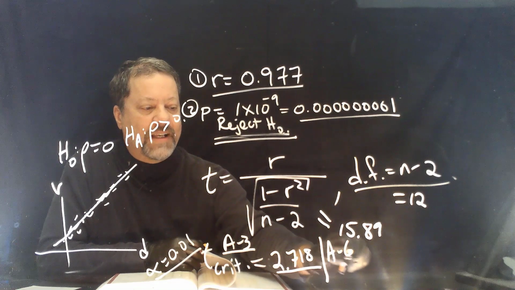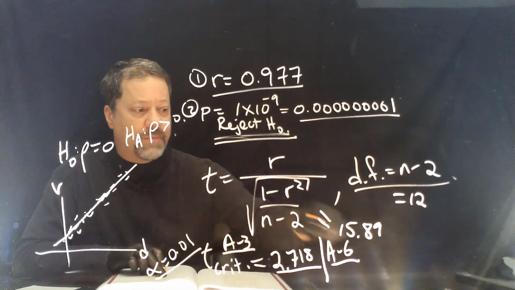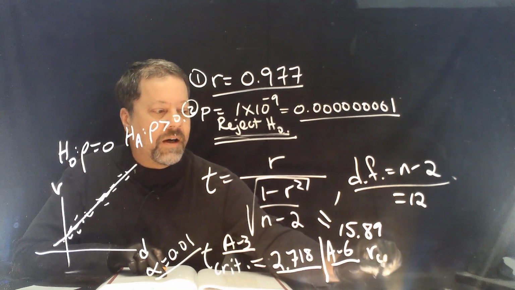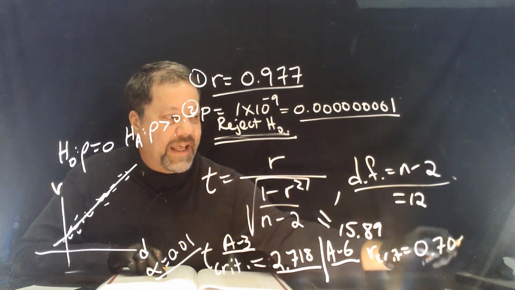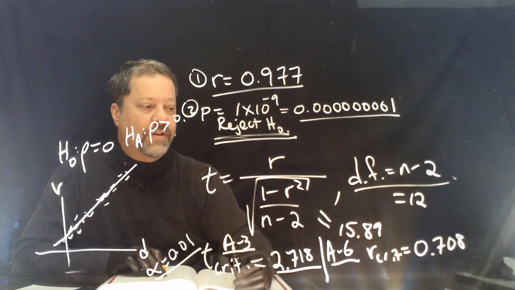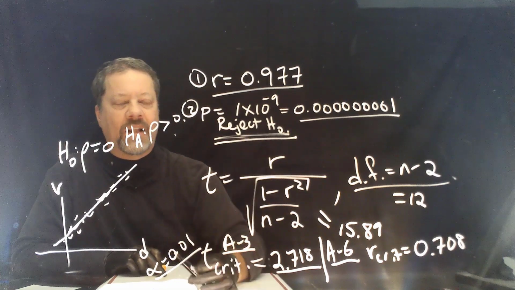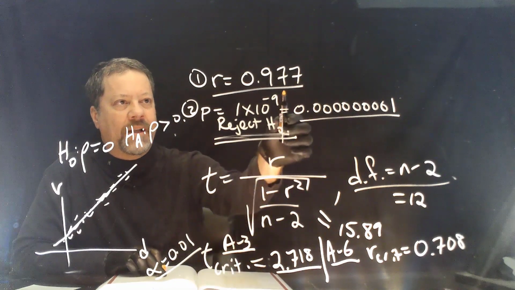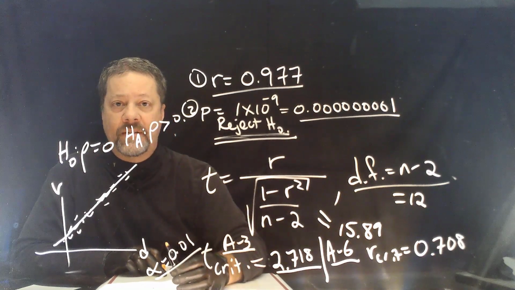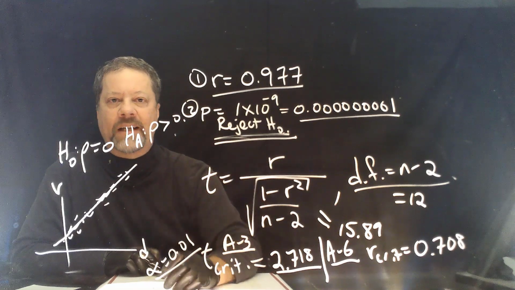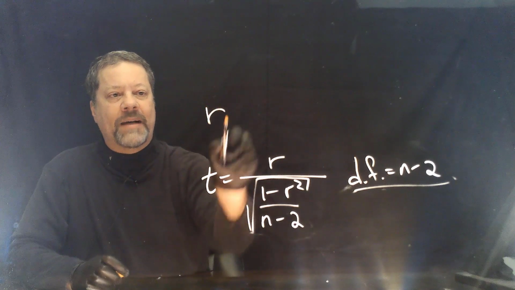Alternatively, we can use table A6 with 12 degrees of freedom and a level of significance of 0.01. There's a critical R value, 0.708. If the correlation coefficient has any number bigger than 0.708, then we reject the null hypothesis. Well, our correlation is 0.977, and so that's bigger than the critical correlation, and so again, we reject the null hypothesis.